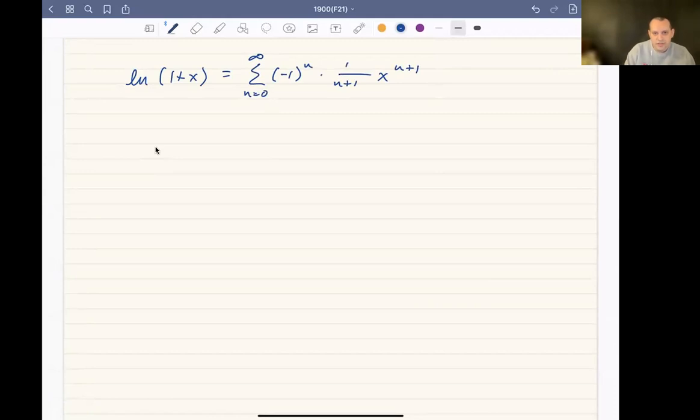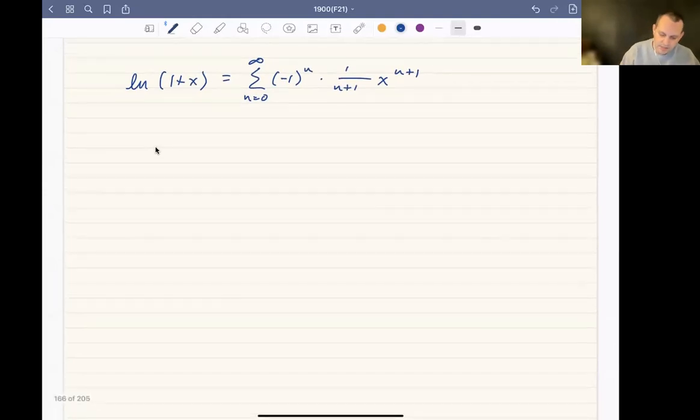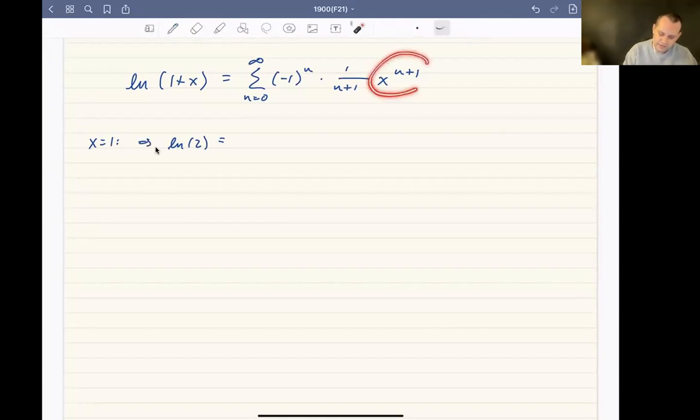The first implication, and this is something that I've actually told you about before, whether or not we think about it like this, it doesn't matter. But the first implication is, think about what happens when we plug in, say, x equals 1. So if x is equal to 1, on the one hand, we get the natural log of 2. On the other hand, if x is equal to 1, then all of these terms are going to be 1 to a power, and they're all 1.